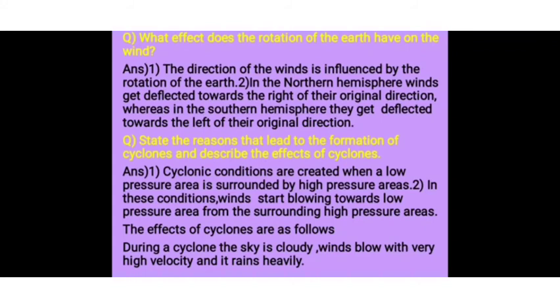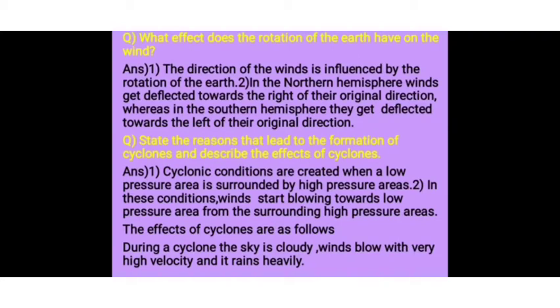What effect does the rotation of the earth have on the wind? Answer: point number 1. The direction of the winds is influenced by the rotation of the earth. Point number 2. In the northern hemisphere, winds get deflected towards the right of their original directions, whereas in the southern hemisphere they get deflected towards the left of their original direction.